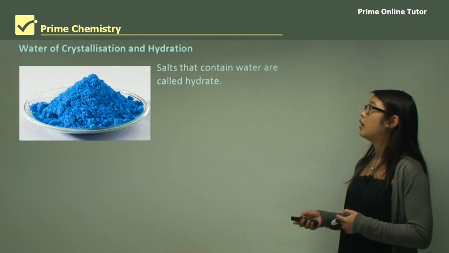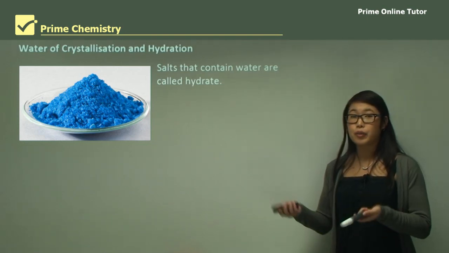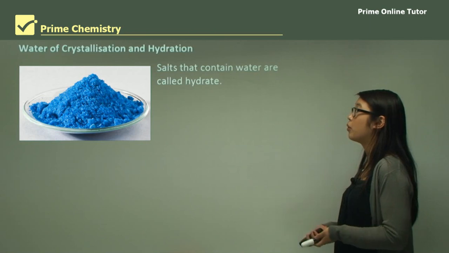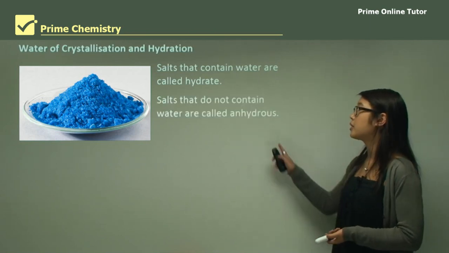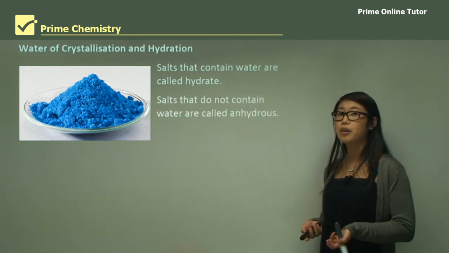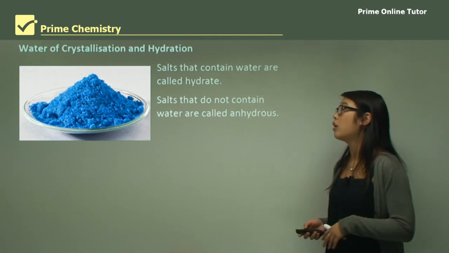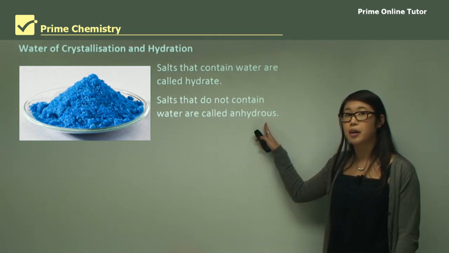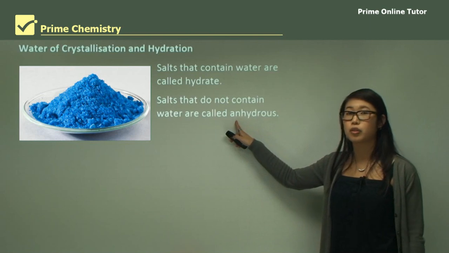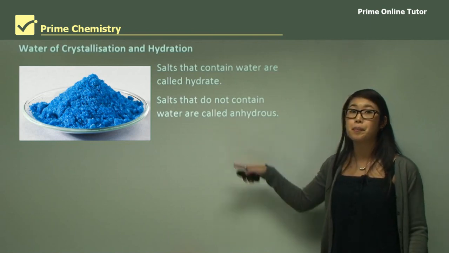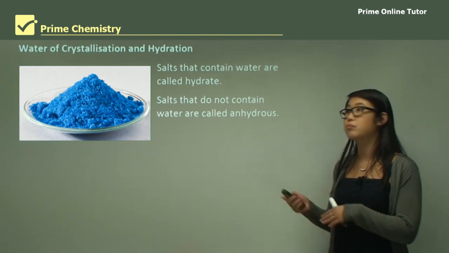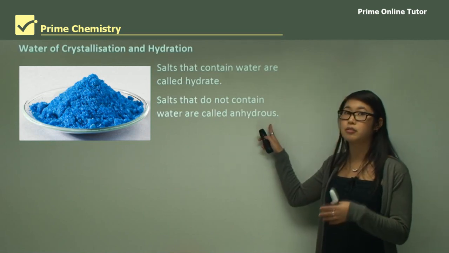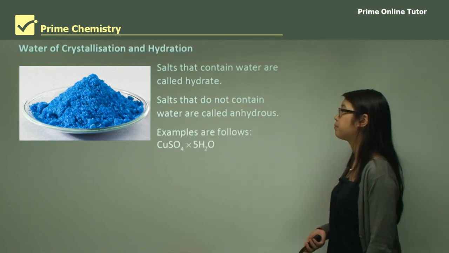So some salts contain water in their crystal structure normally, and this is what we call a hydrate. But some of them don't contain any water and are purely just the salt, and we call them an anhydrous lattice or crystal structure. So the "an" here means doesn't have any hydrous bits, so no water.